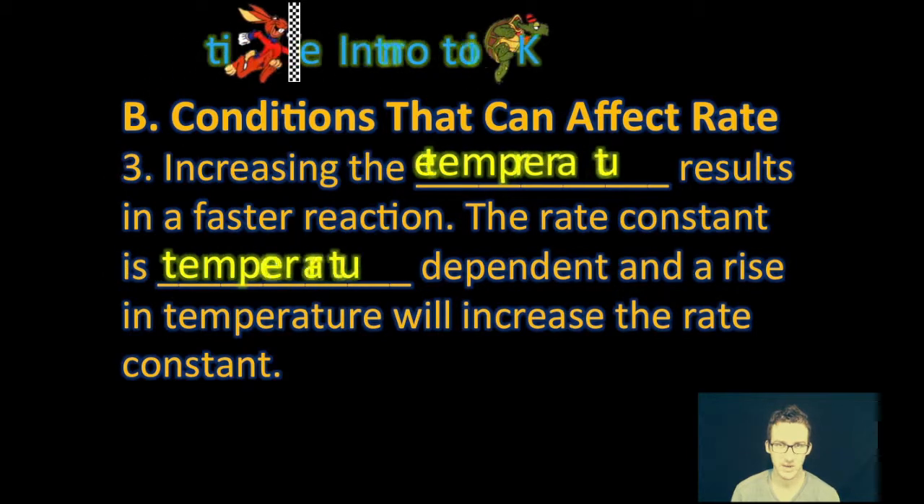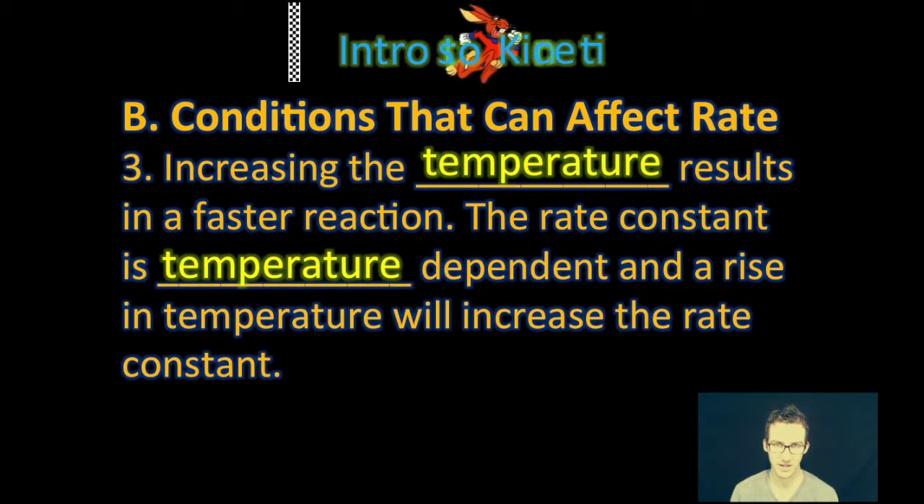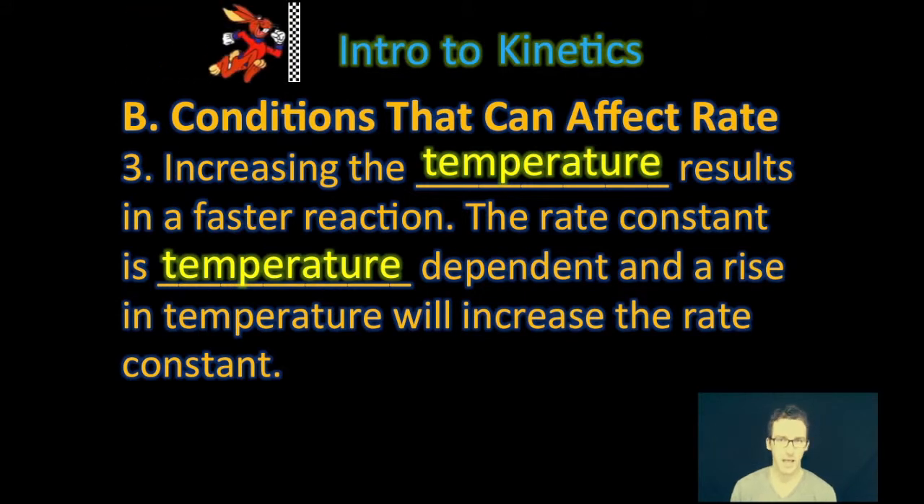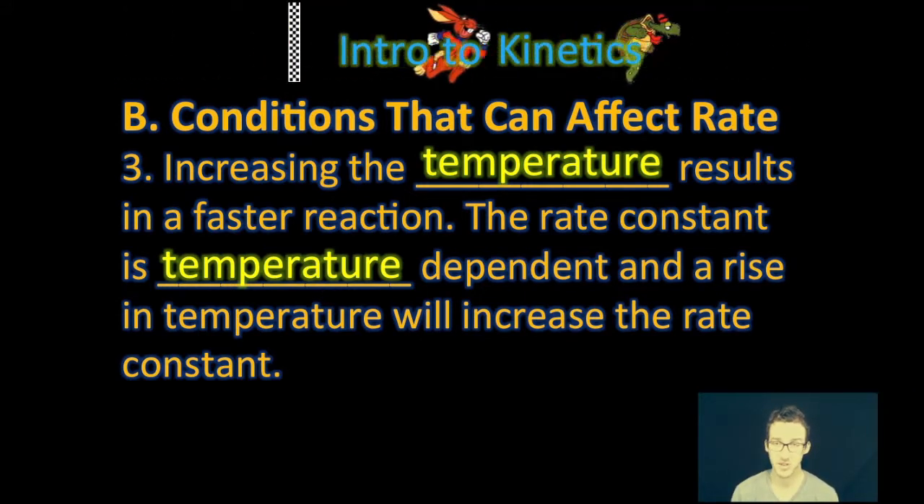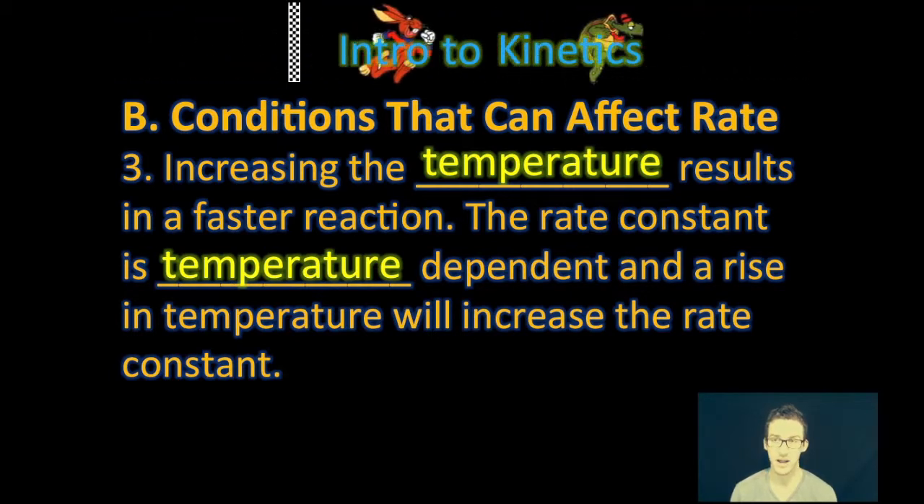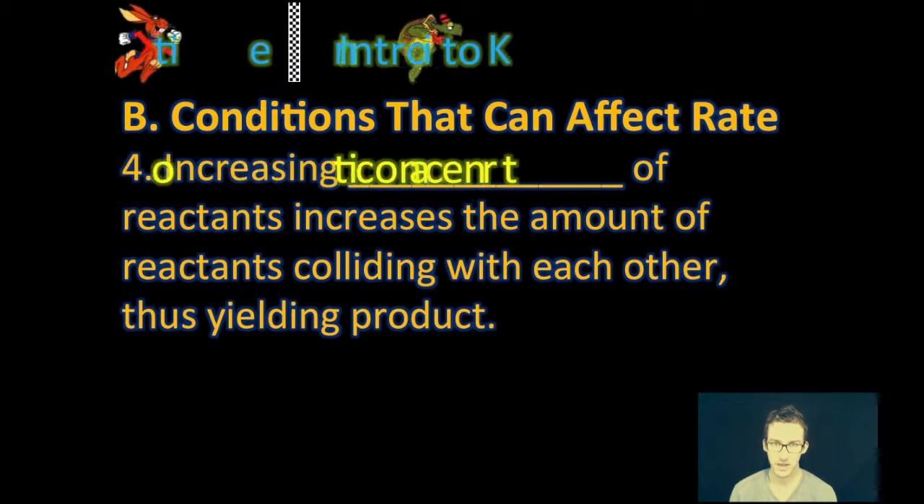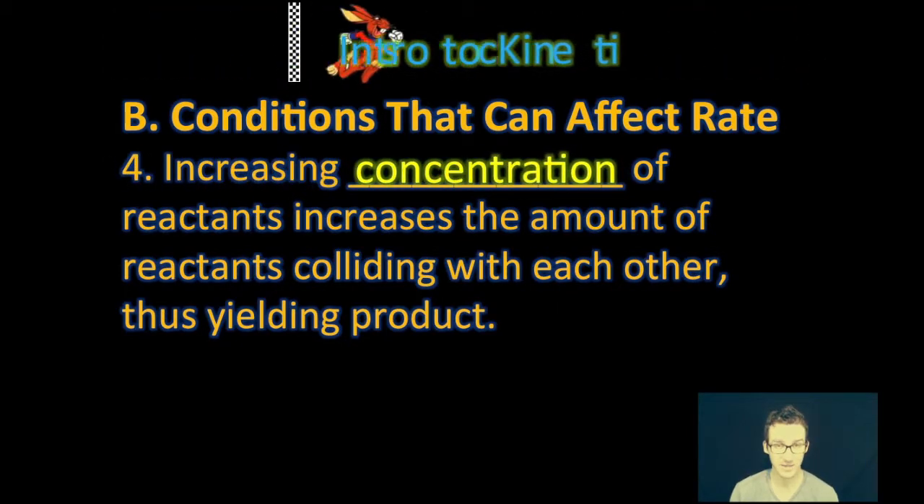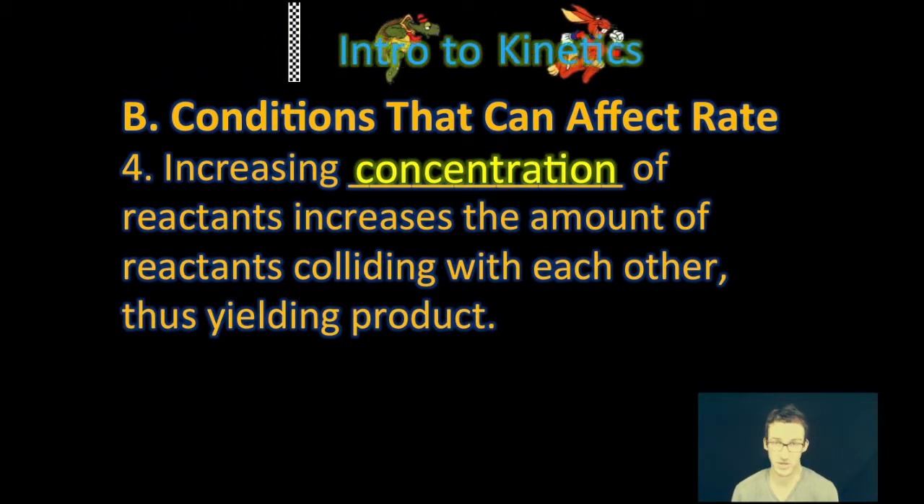You can also increase the temperature, which results in a faster reaction. The rate speeds up. As we'll learn, the rate constant is temperature dependent, and a rise in temperature will increase the rate constant, essentially heat them up, speed them up. There's going to be a greater number of interactions of your reactant molecules, and therefore your rate will increase. And the fourth thing is increasing the concentration of your reactants will increase the amount of reactants essentially colliding with one another, thus yielding more product. So increasing concentration will increase the rate of your reaction as well.